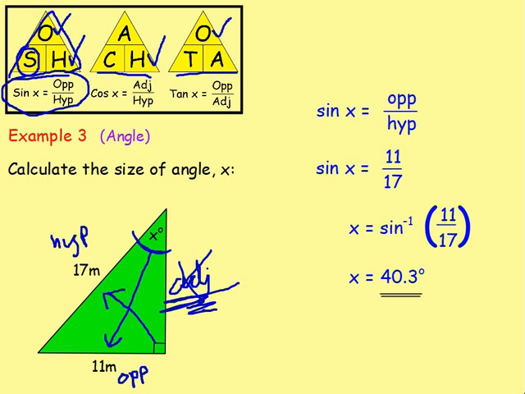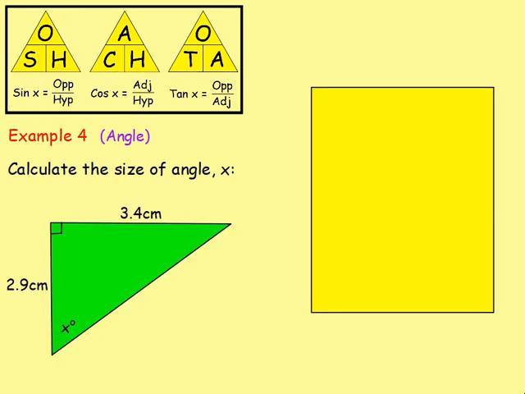Should we try one more with the angle, and then try something else? Yes, please. Okay, here we go. So once again, work out the size of the angle in this triangle here. So it is a right angle triangle. We're wanting to work out the size of an angle, so we know it's going to be SOHCAHTOA. How do we start this off? What do we do? Label your sides.